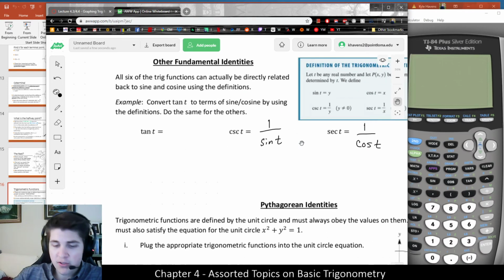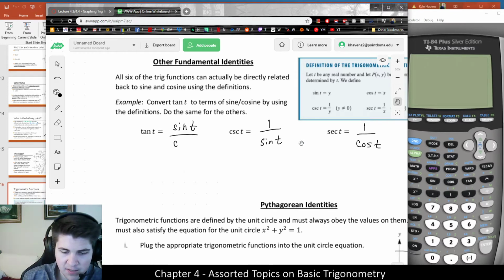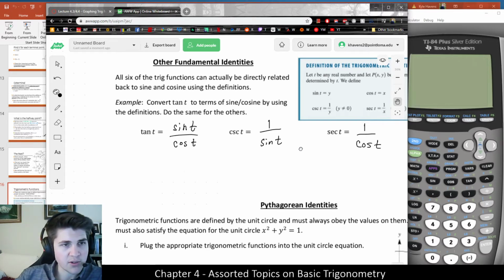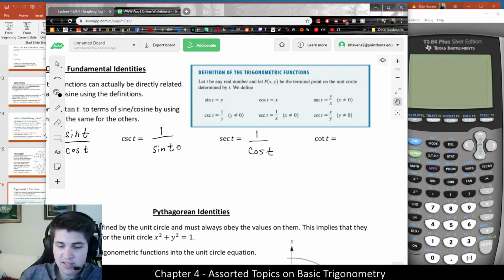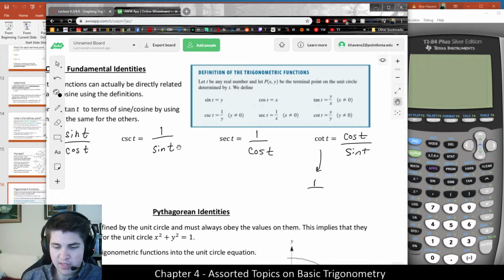But technically, we could also define tangent by using sine over cosine, and I did this when we were talking about tangent, because sine of t is always y, and cosine of t is always x. That's one way to write the tangent function using sine and cosine, where cotangent is x over y. That would be cosine over sine instead. But additionally, cotangent could also be described using 1 over tangent.